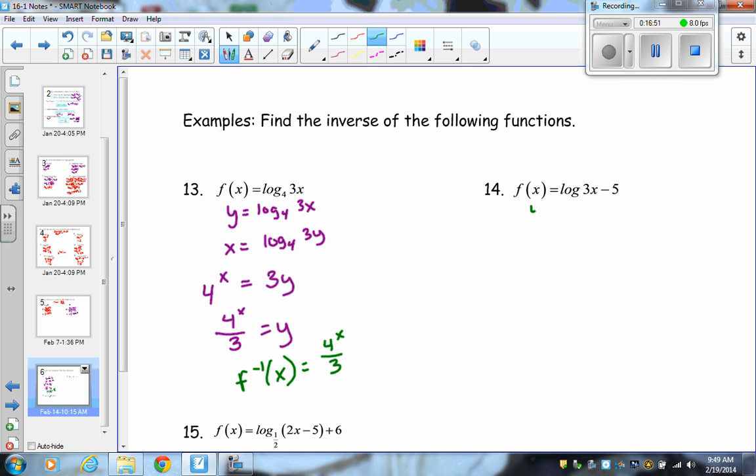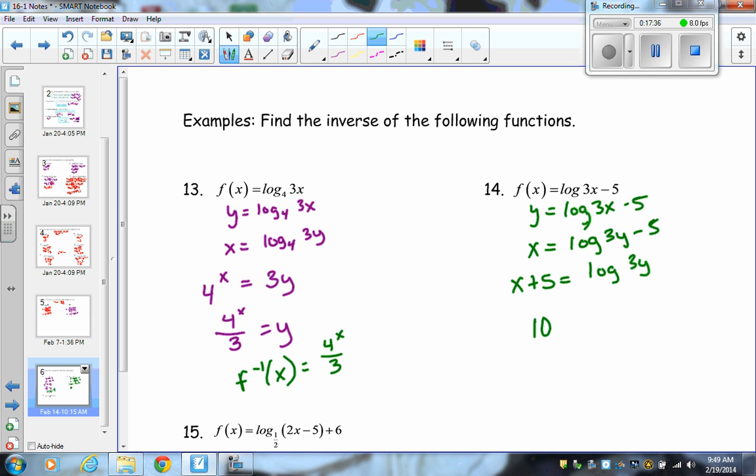Let's try another one. So this is really y equals the log of 3x minus 5. I'm sorry, this would be an x right now. So now I'm going to switch them. That gives me x equals the log of 3y minus 5. The opposite of subtraction is adding, so I'm going to add 5 to the other side. So that gives me x plus 5 equals the log of 3y. So now I can take it from log form to exponential. Remember that if there's no base here, the base is 10.